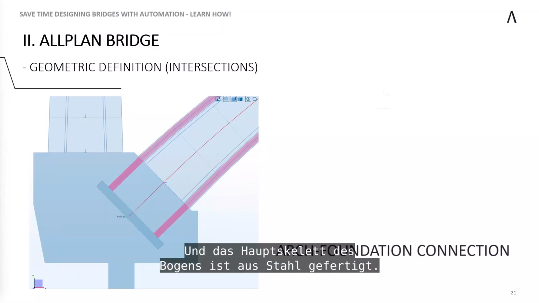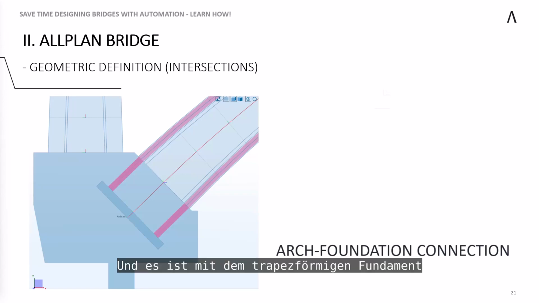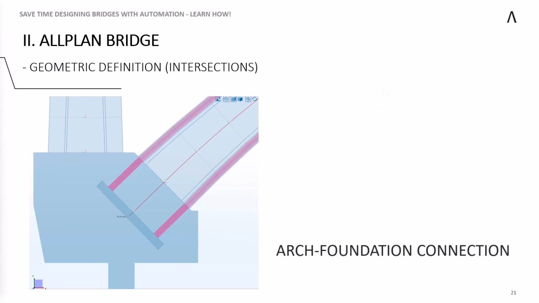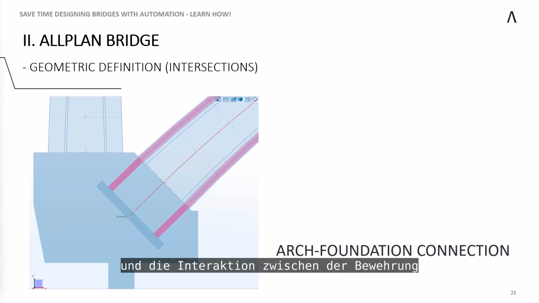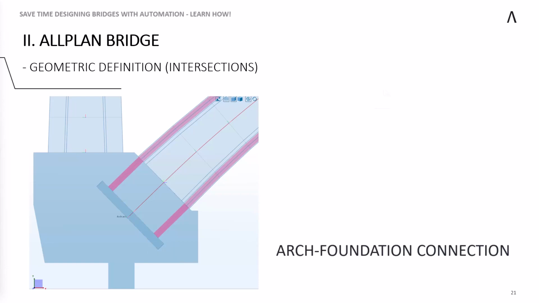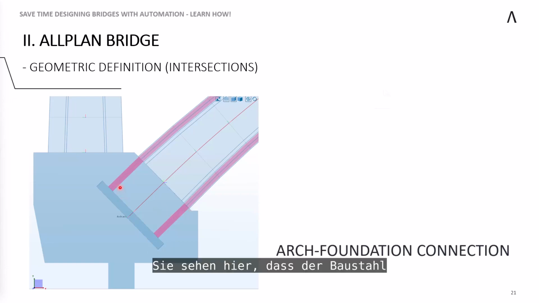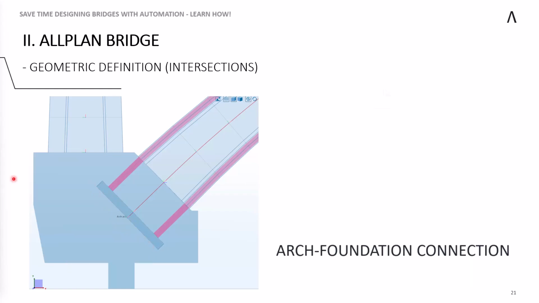And the main skeleton of the arch is made of steel, and it's connected to the trapezoidal shaped foundation with a large anchor. We can model the trapezoidal foundation and observe the interaction between the reinforcement inside it and the structural steel by modeling them. You see here the structural steels are modeled as a different cross section, and the large anchor is also modeled so that the reinforcement interactions can be seen after that.